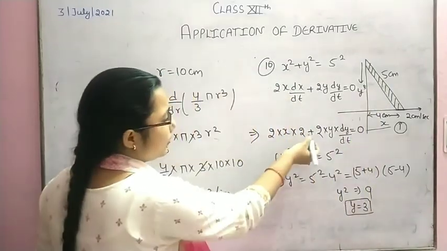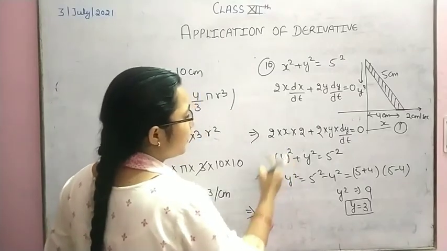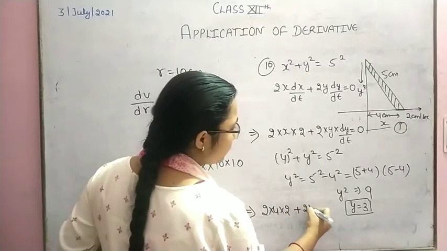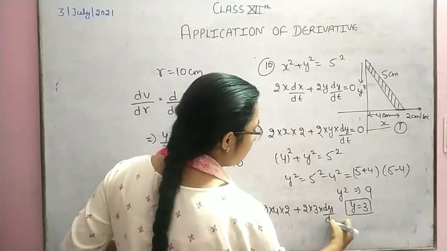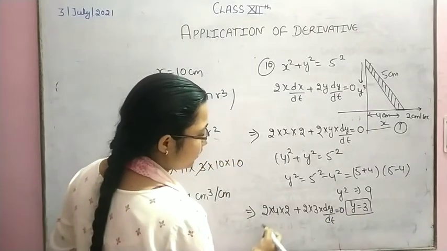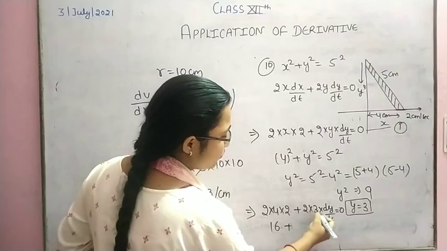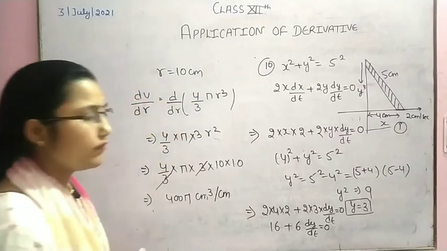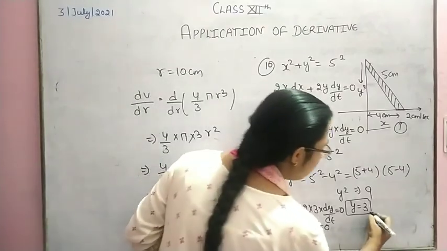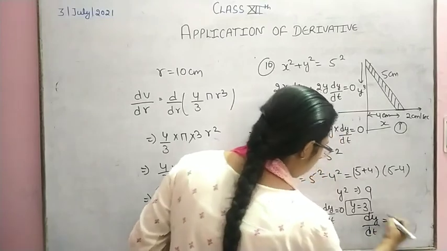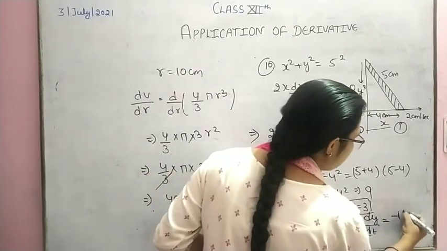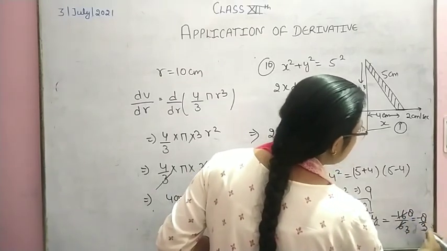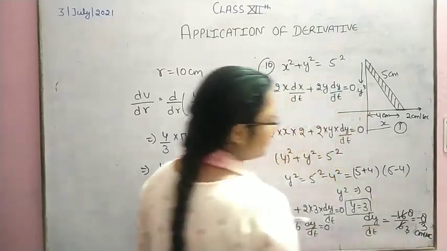Correct? Now put the values of x and y in equation number first. What we get? 2 into 4 into 2 plus 2 into 3 into dy by dt equals 0. 4 2s are 8, 8 2s are 16, plus 2 3s are 6, dy by dt equals 0. Now solving this equation, we get dy by dt equal to minus 16 by 6, that means 2 3s are 6, 2 8s are 16, minus 8 by 3 centimeter per second. Correct?